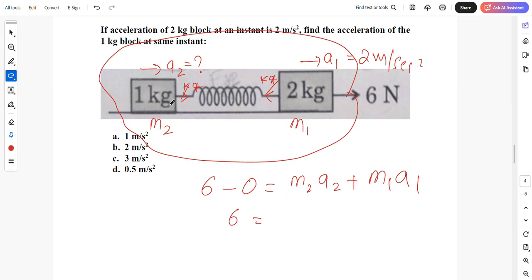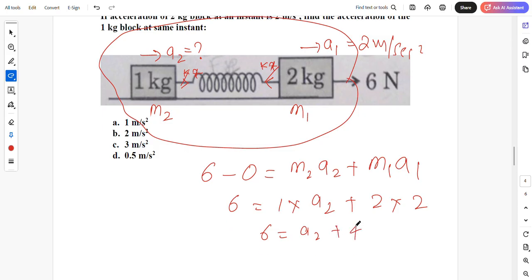6 is equal to m2 into a2, we do not know, plus m1 into a1, that is 2 into 2. That is 6 is equal to a2 plus 4. a2 is equal to 6 minus 4, that is equal to 2 meters per second square is the right answer. Hope you have understood. This is the right answer.